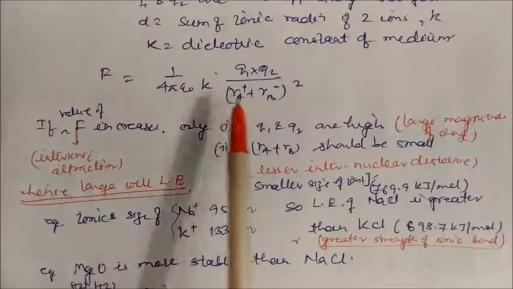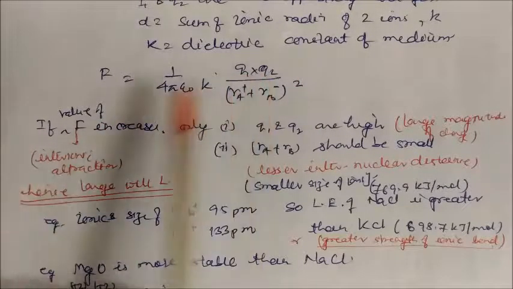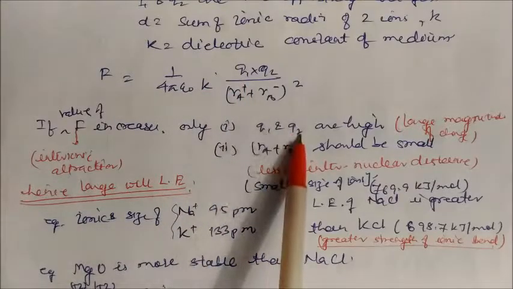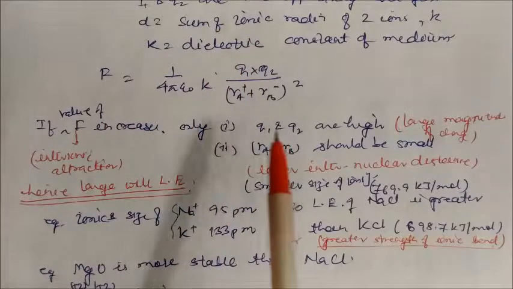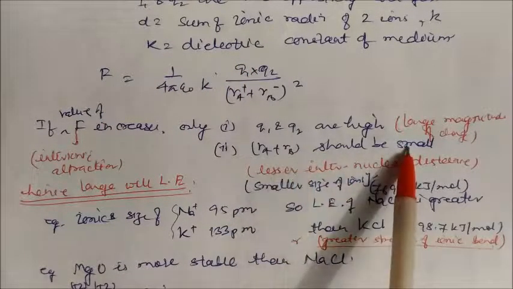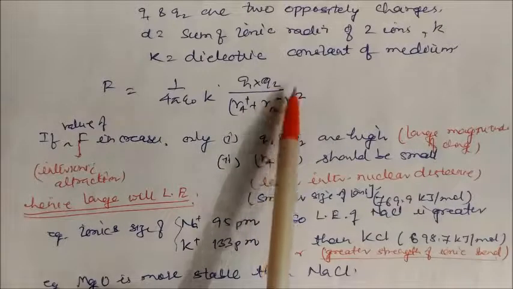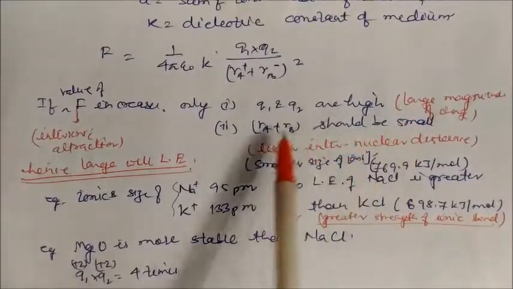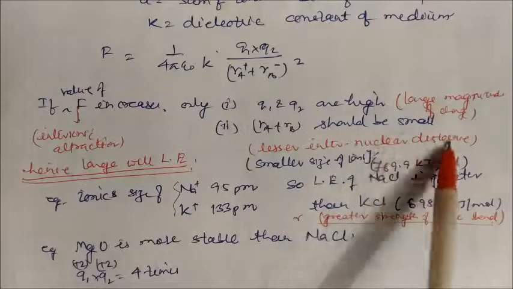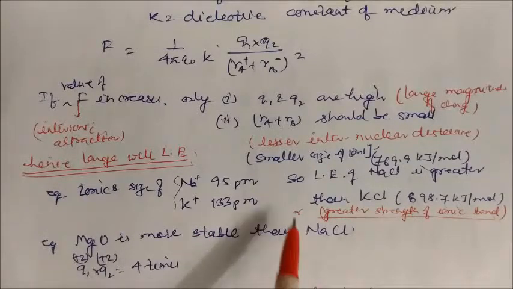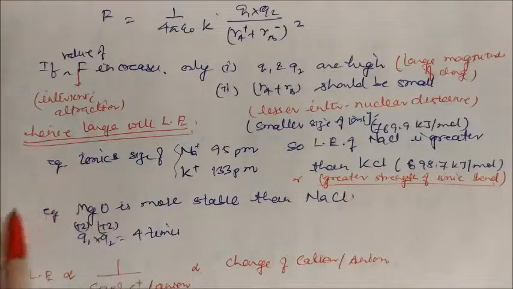So D we can write in terms of the radii: radius of the cation plus radius of the anion, whole square. Now if you see carefully, this force depends on two factors. One is Q1 times Q2. If it is very high, then the force of attraction will be very high. And if R1 plus R2 is very small, again the force of attraction will be more. So if the charge is high and the distance between them is very small, what will happen? The lattice energy will also be very high. It is based on this, because in this case the magnitude of charge is very high, and in this case the internuclear distance is very small. So small means the size of the ions should be very, very small. Then lattice energy will be high.